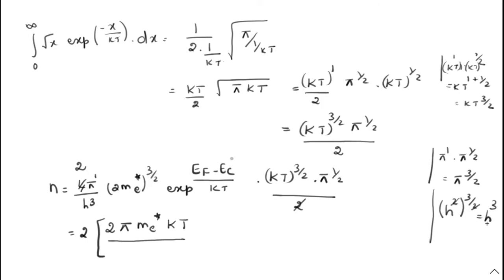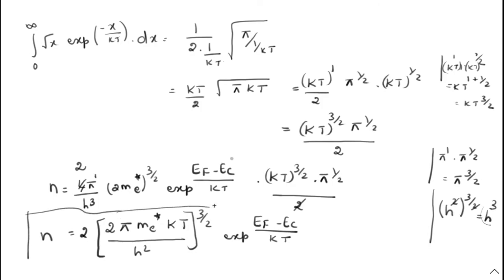Okay, so this h cube, how can I write? h square whole power 3 by 2. So here h square whole to the power of 3 by 2. So if I am removing this, square and 2 will be cancelled. Outside it will become h cube, right? And then exponential of EF minus EC divided by kT. Okay, so this is the number of electrons within the conduction band. So this is the final result of number of electrons in the conduction band. Okay, so now our derivation part is completed. Okay, so this is number of electrons in the conduction band.